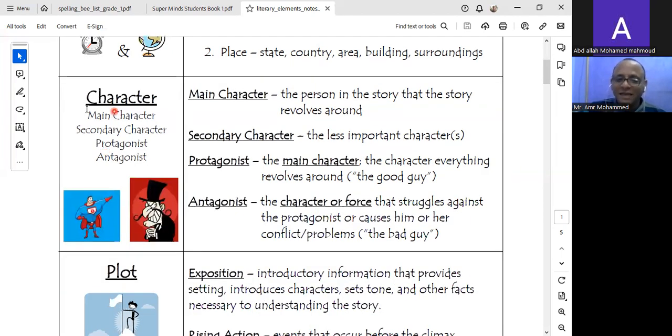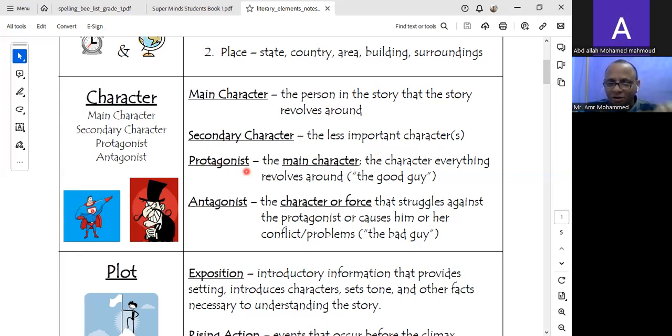The second element is the character. You create a main character for your short story, and this character may be a human or an animal or an insect or a plant, even a plant or a ghost, for example. We have the main character and the secondary character. The main character is called the protagonist. The main character is the person in the story that the story revolves around. And the secondary characters are less important characters.